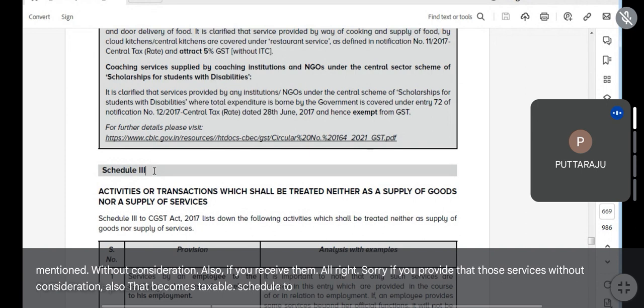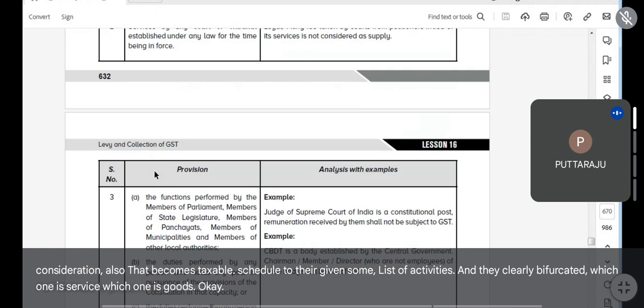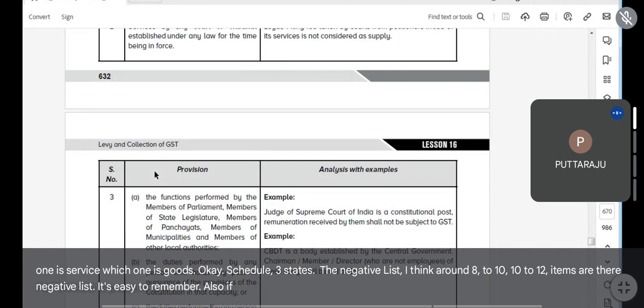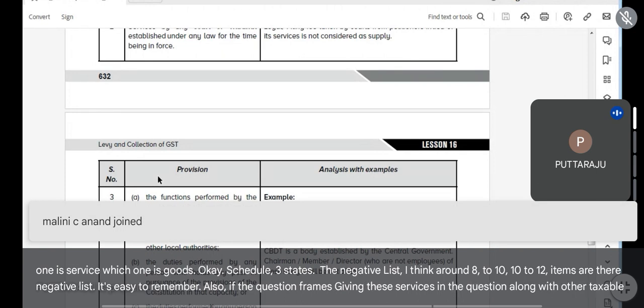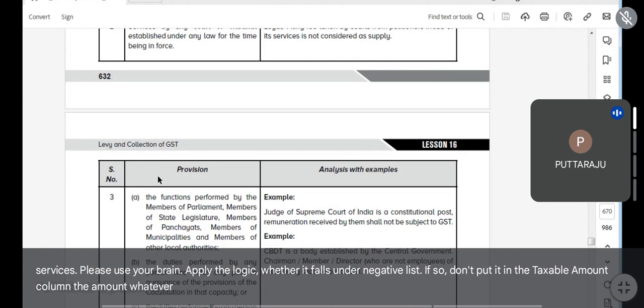Schedule 2 gives a list of activities and clearly bifurcates which one is service and which one is goods. Schedule 3 states the negative list. Around 8 to 12 items are there, and it's easy to remember. If the question gives these services along with other taxable services, apply the logic whether it falls under the negative list. If so, don't put it in the taxable amount column.